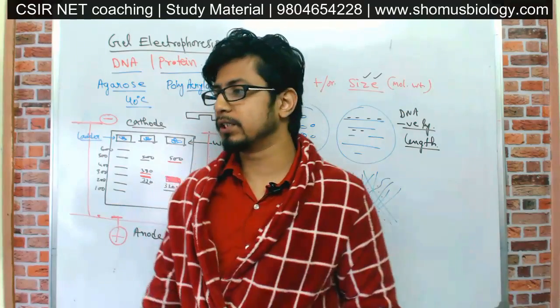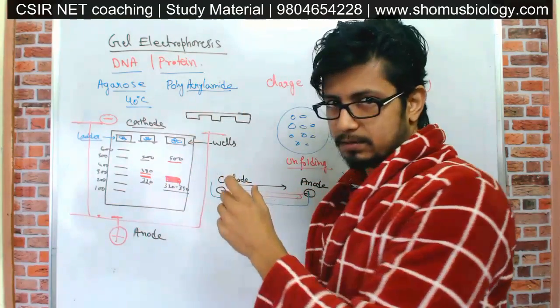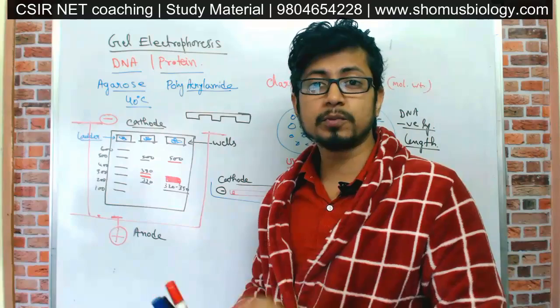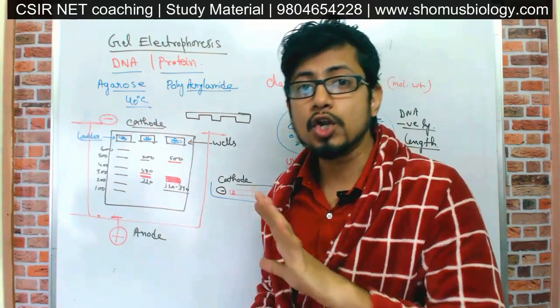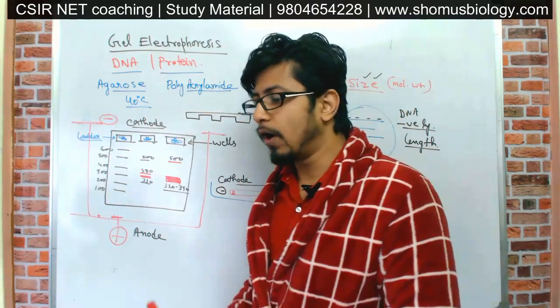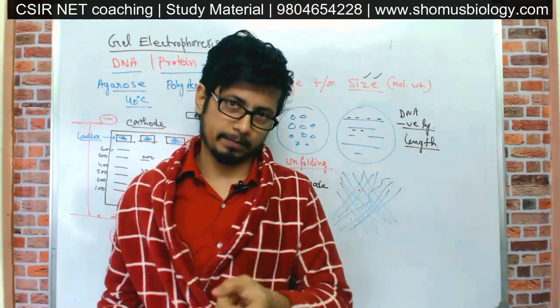Now you may have one more question: when we see the bands, does the number of bands correspond with the number of DNA? The answer is no, not at all. For thousands of DNA, you may get one band.